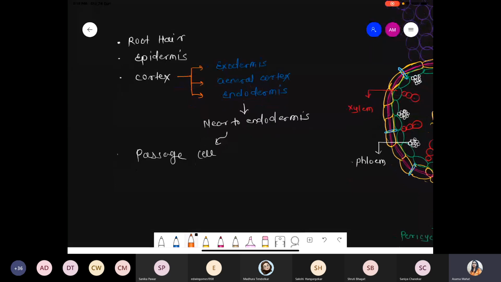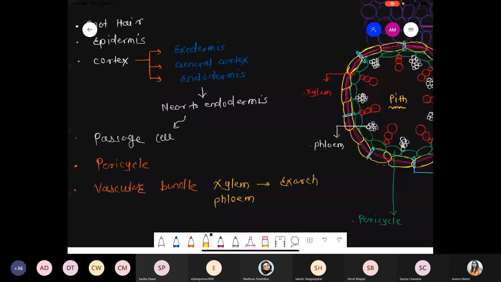After that, exactly below the endodermis, there is a presence of the pericycle. After that will be present your vascular bundle. Right? Vascular bundle means we are talking about the xylem part and the other one, the phloem part, which is present in different radii. Xylem basically shows the exarch condition, and I hope you remember what exarch condition means. Toward the outer side, small size cells are present, means young cells, protoxylem, are present, and toward the inner side metaxylem is present. So in case of the root, the condition is exarch.